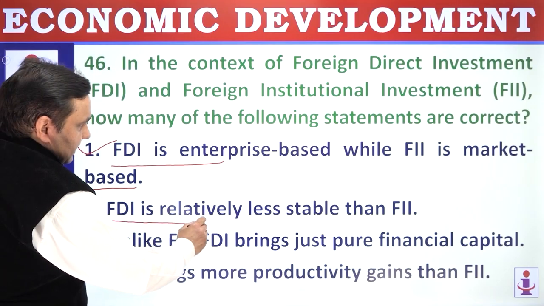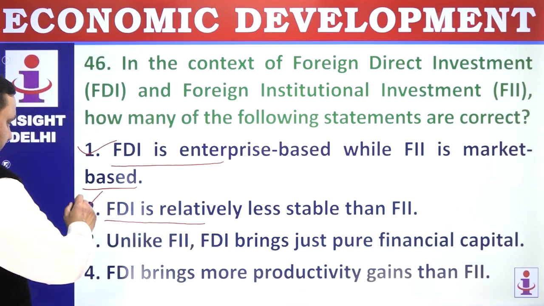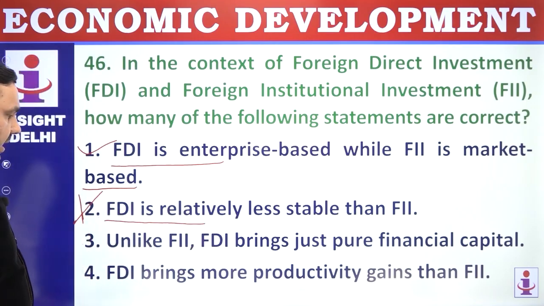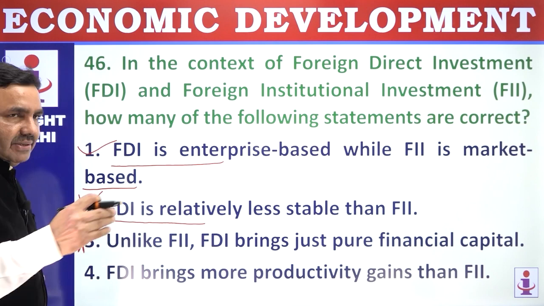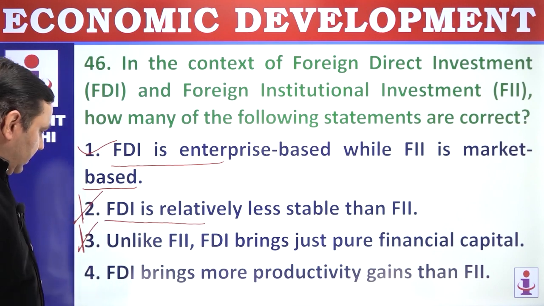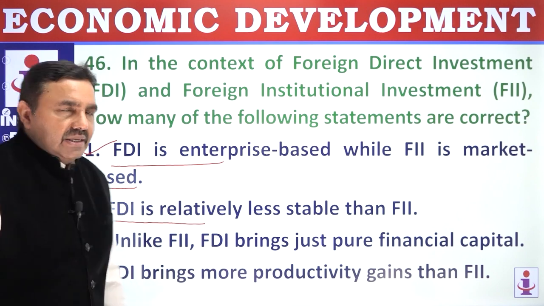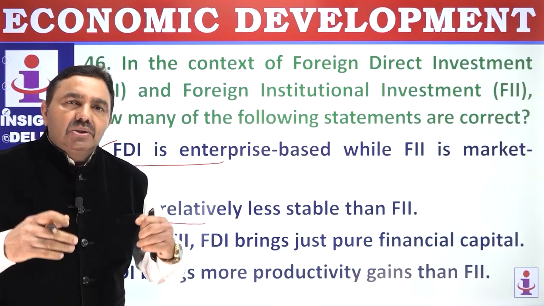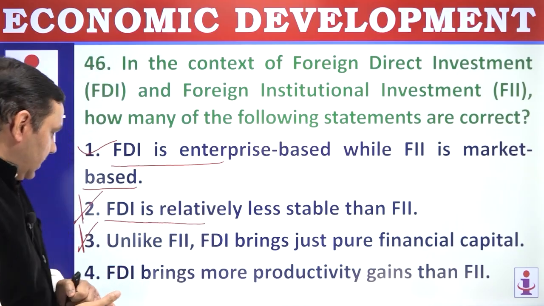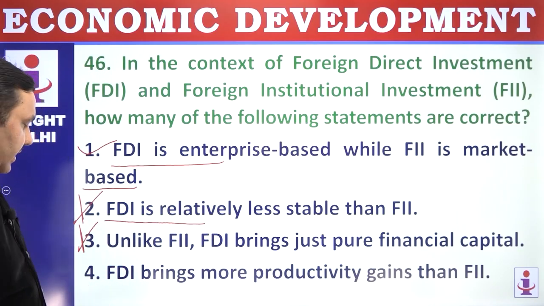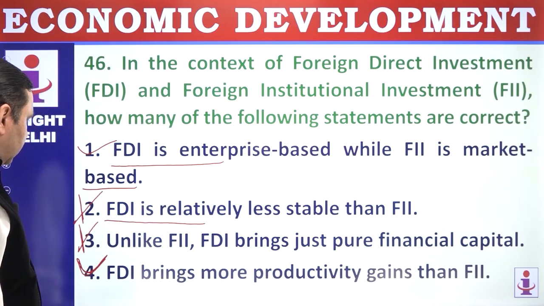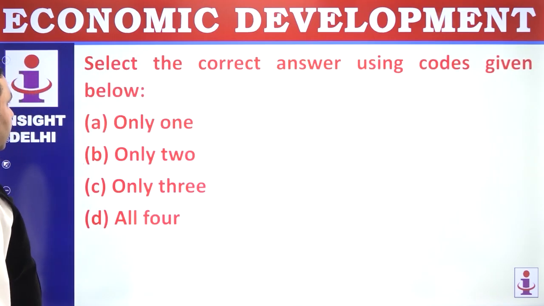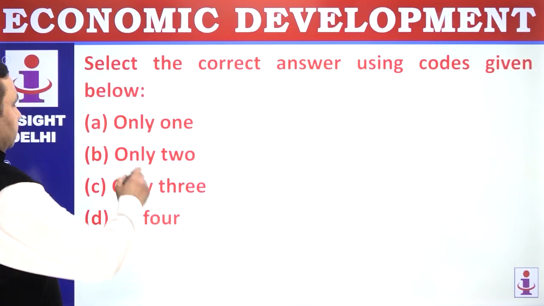FDI is relatively less stable? No, FDI is stable, FII is less stable. Unlike FII, FDI brings just pure financial? No, FII brings only money, FDI brings technology, management expertise and all those things also. The FDI person now owns the business and will like to ensure the business grows. FDI brings more productivity than FII, that's correct, because they will bring technological expertise, management and other things also. 1 and 4 are correct. 2.